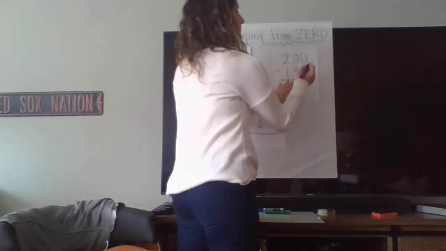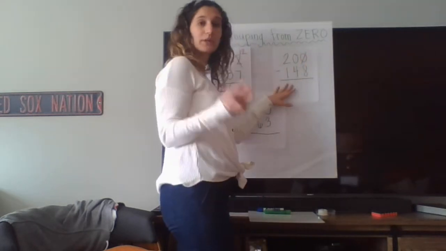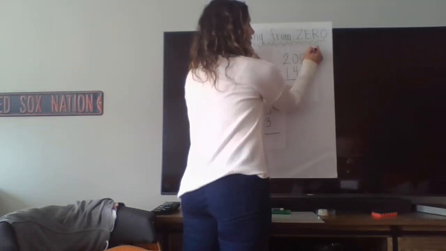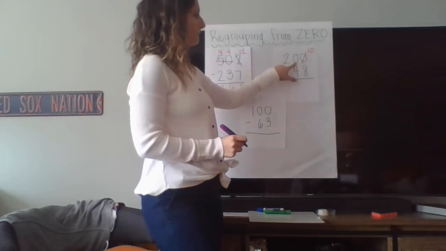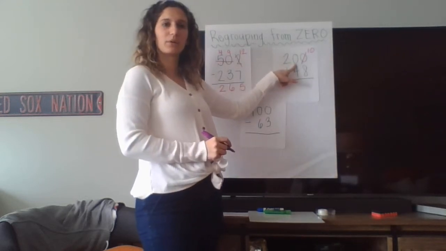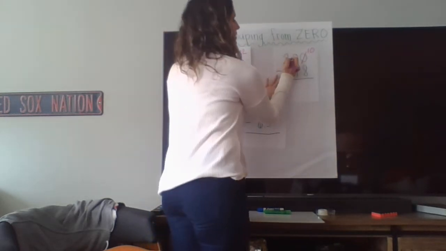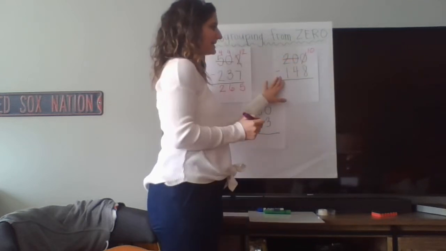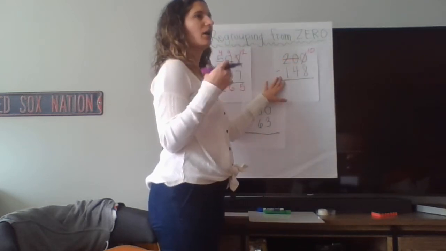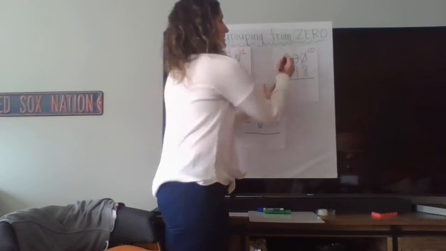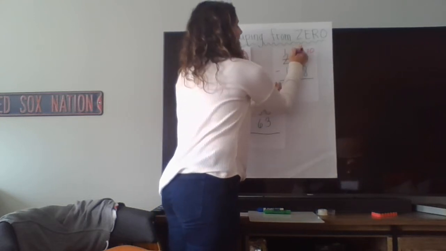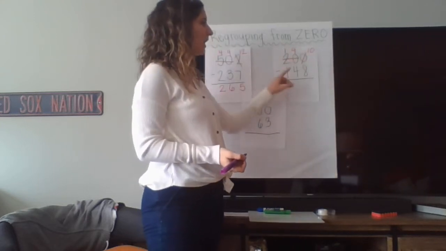So my 0, I need 10 more. And 0 plus 10 is 10. But for me to borrow it, there's a 0 in the tens place also. So I need to look at 20 tens and take 1 away. 1 less than 20 tens is 19. Now my problem's ready to solve.